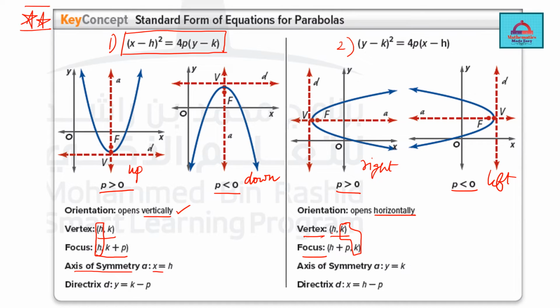So axis of symmetry is x equal to h, here it is y equal to k. Directrix is y equal to k minus p, here x is equal to h minus p. So all of this information, this formula sheet, is the key concept you'll have to learn, and we'll be solving a lot of questions based on this. So let's get started and see what kind of questions to expect from the standard form of equation of parabola.